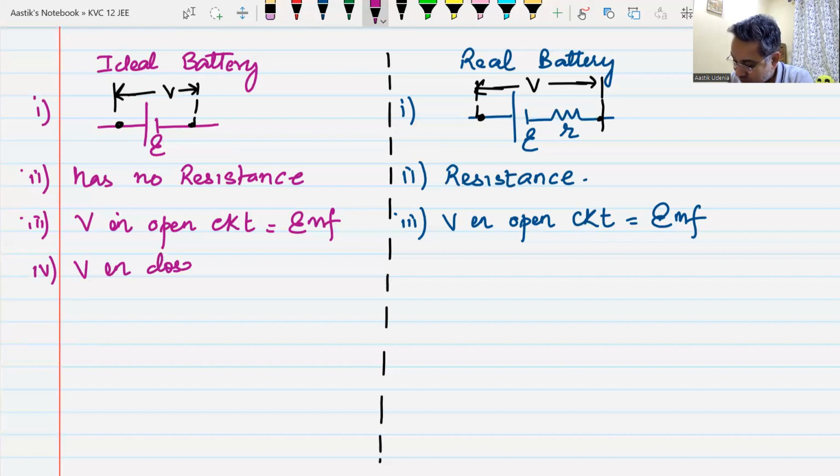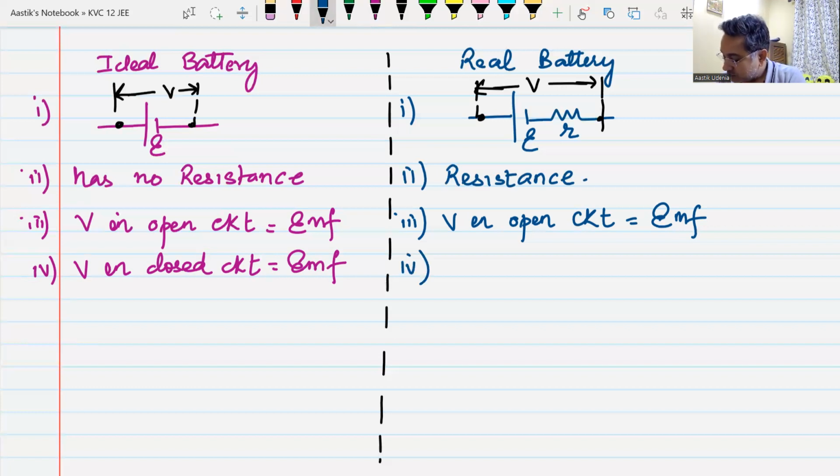The next point, that is V in closed circuit. The circuit is closed when current is flowing. V is again equal to the EMF of the battery. Why is this V in both cases the same? Because there is no internal resistance of this battery.